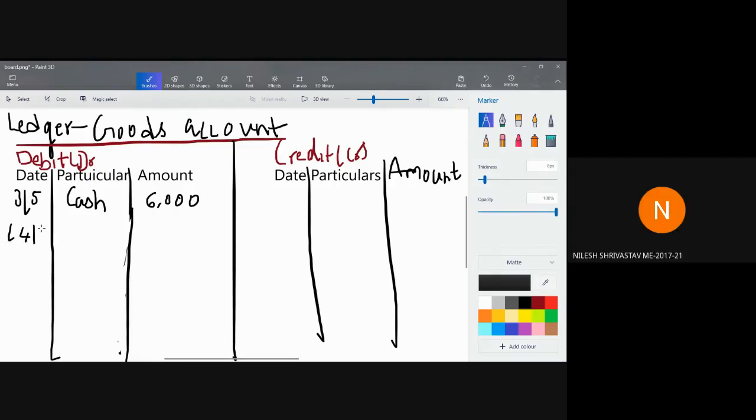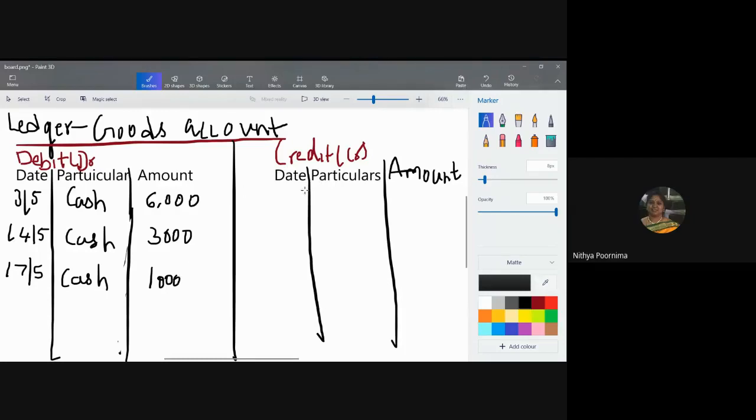Next, on 14th May. What is the transaction? Cash account. How much? 3,000. Similarly, next 17th May. Cash account, how much? 1,000. Now quickly on the credit side.